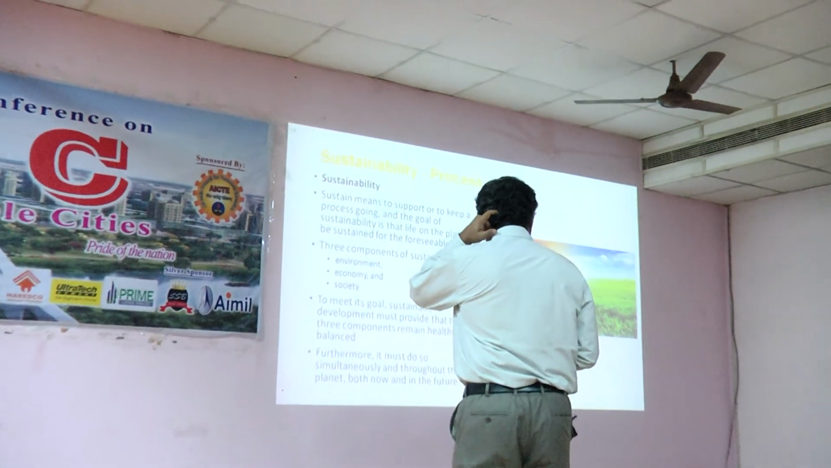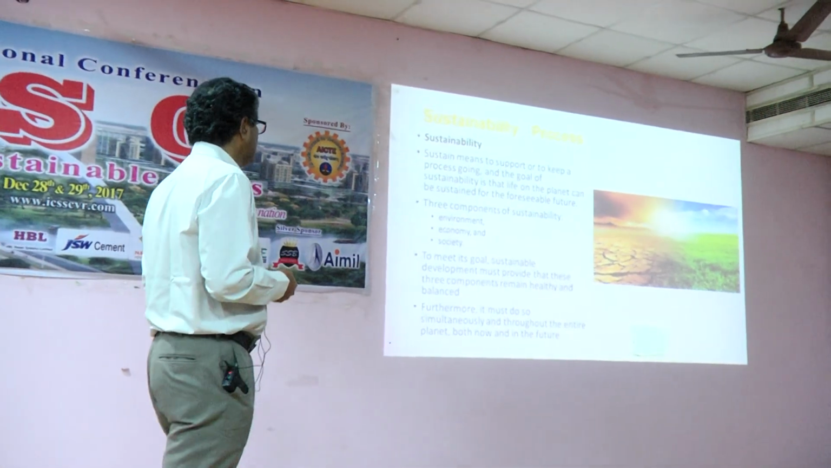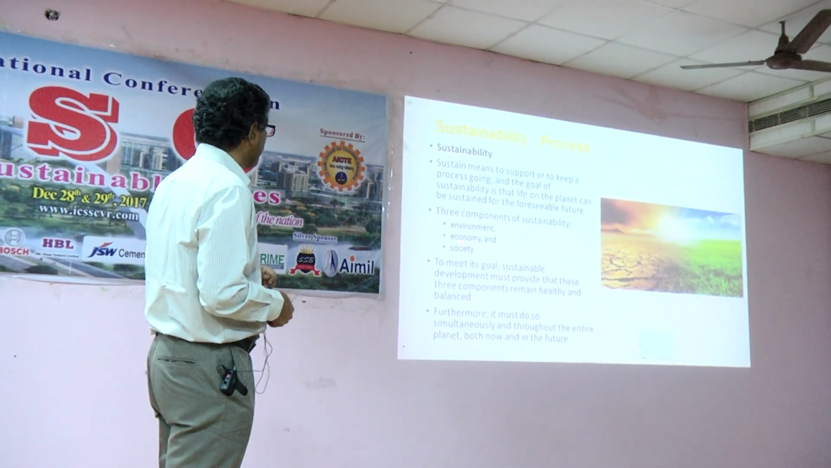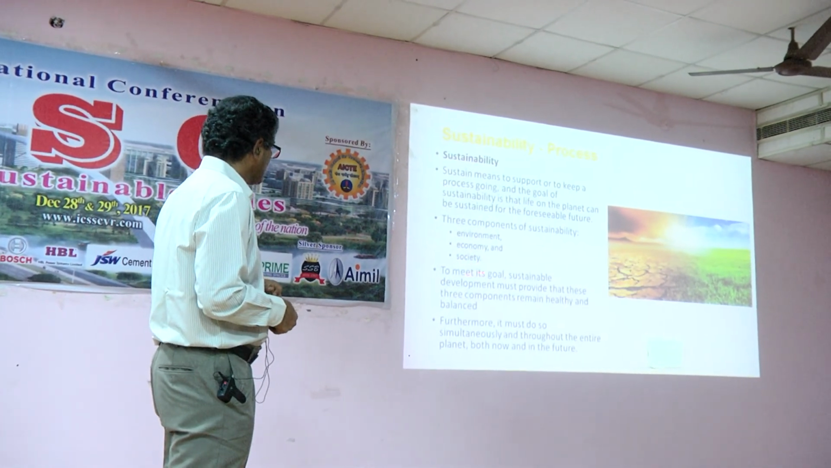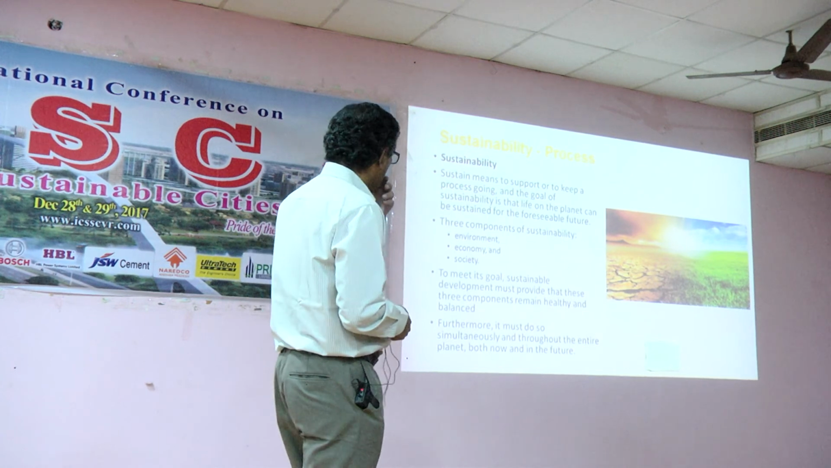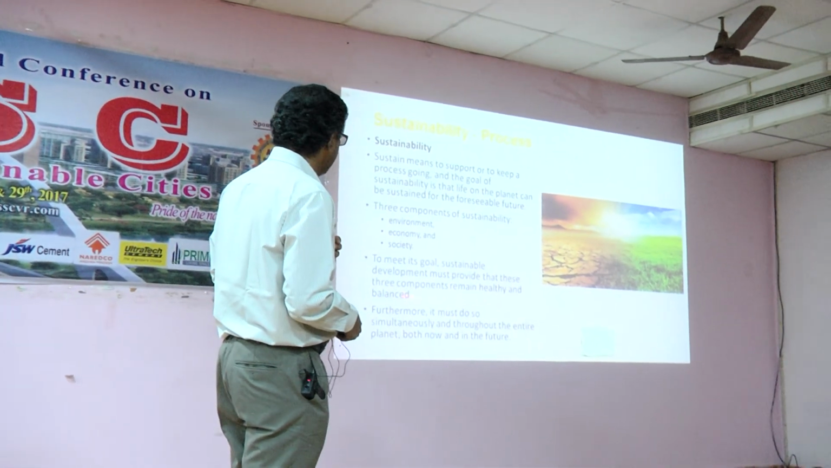Right, sustainability is a process, right? And broadly there are three components of sustainability. One is environment, economy, and society. So to meet this goal, sustainable development must provide that these three components remain healthy and balanced.